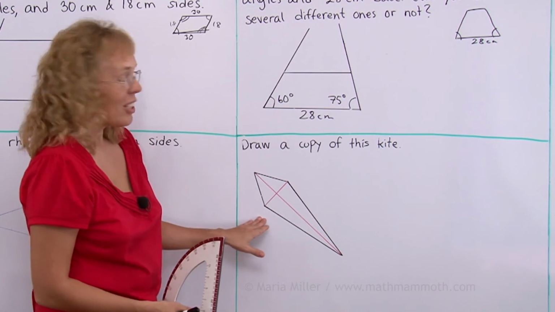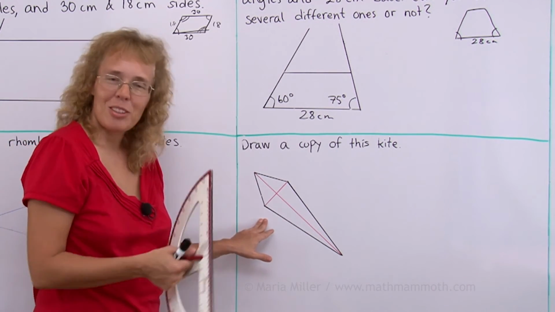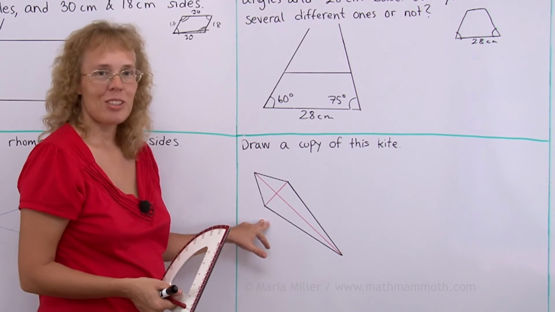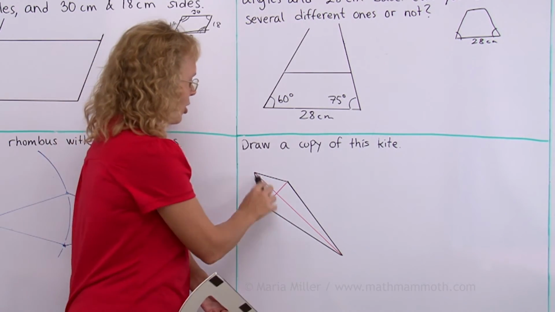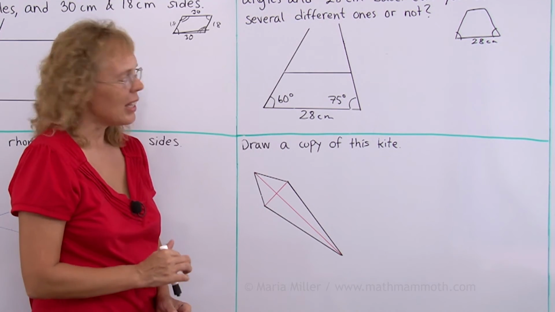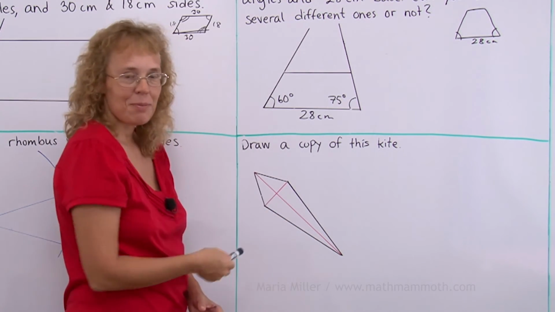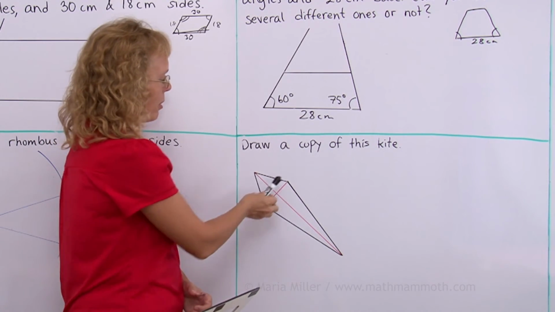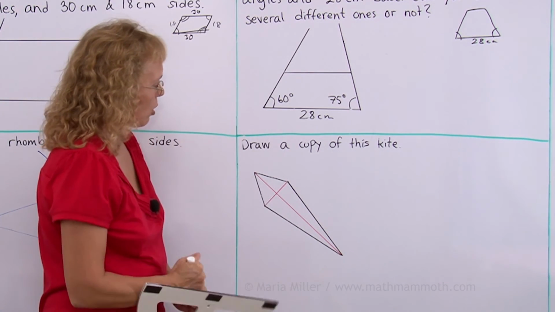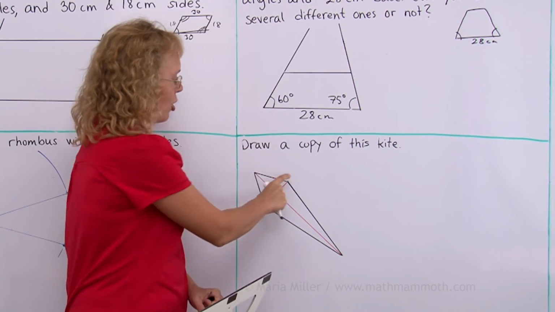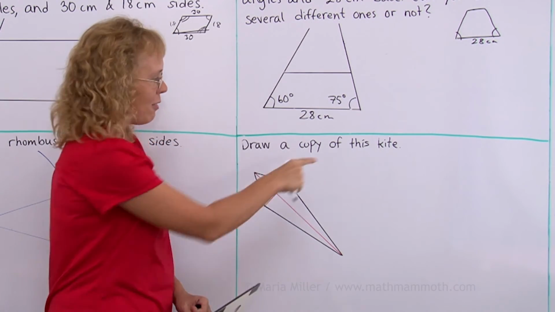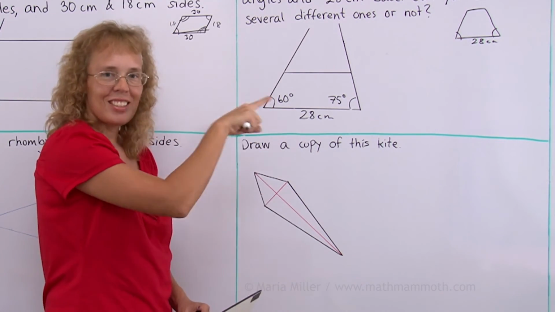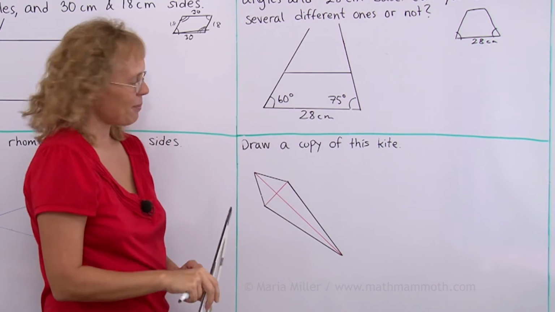But being a kite, there is actually a different way, a clever and easy way to do it without having to measure any of the angles there. And that has to do with these red lines. They form right angles here, okay? They are perpendicular lines. So I could actually draw these two red lines over there and then just connect the points to make the kite.